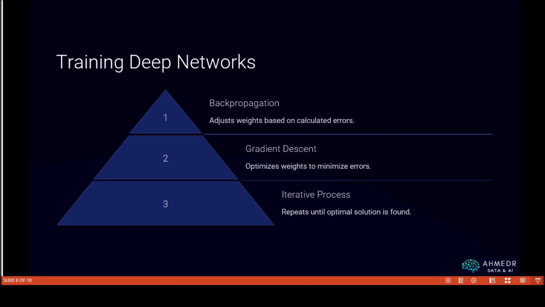To optimize the weights during training, we use techniques like gradient descent. This is an iterative process that helps the model adjust its weights in the right direction by calculating the gradient, or slope, of the error. By following the gradient, the model makes small adjustments gradually, converging to the optimal solution.